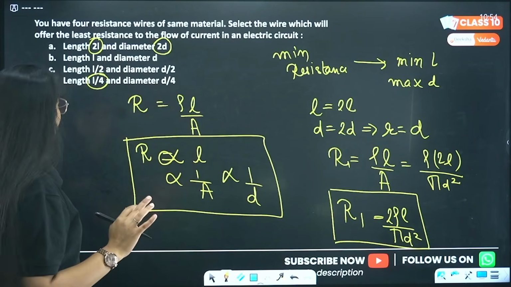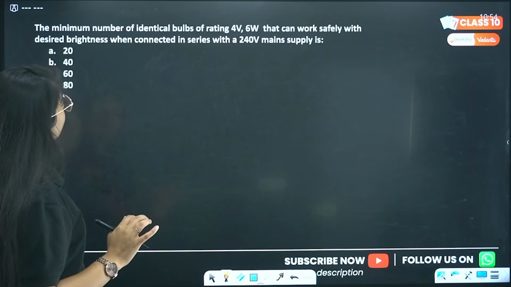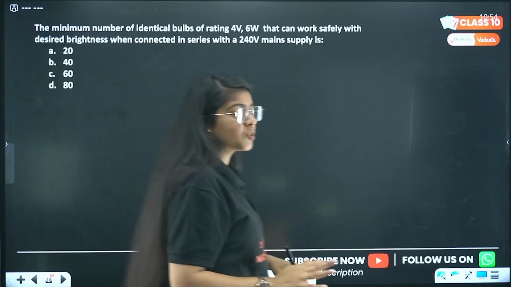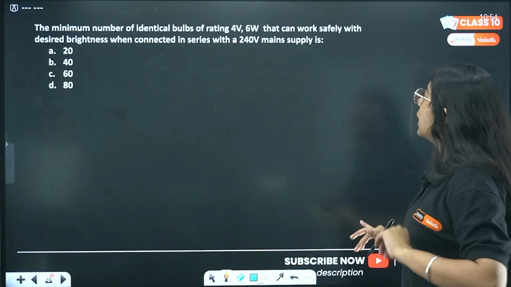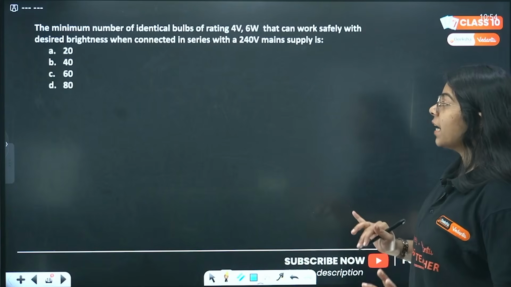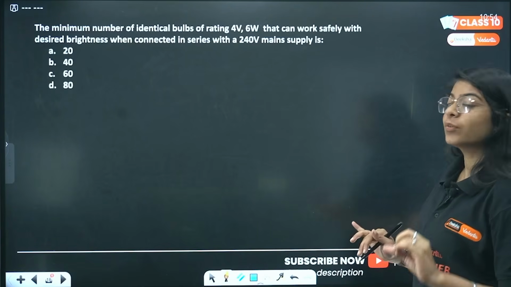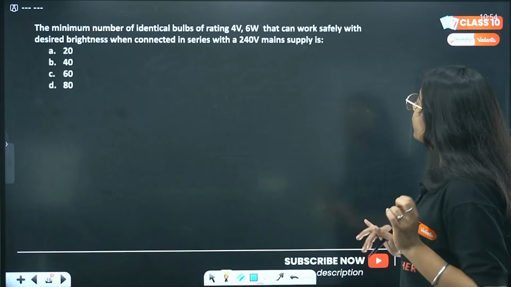Okay. Next question. We have the minimum number of identical bulbs of rating 4 volt and 6 watt that can work safely with the desired brightness when connected in series with a 240 volt mains supply.